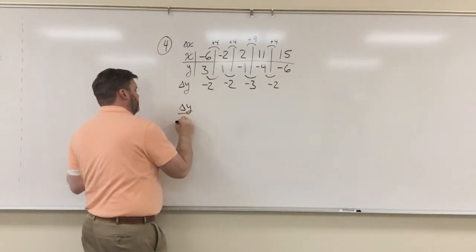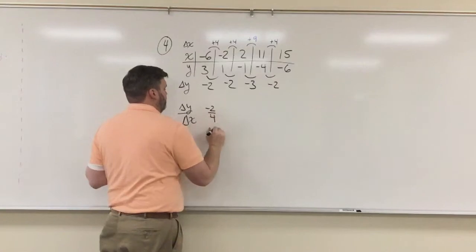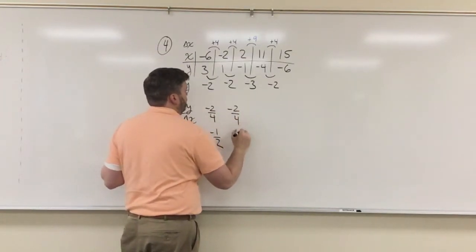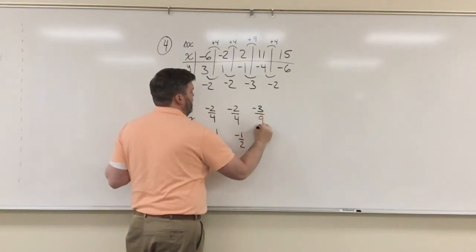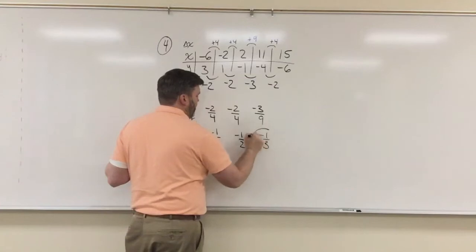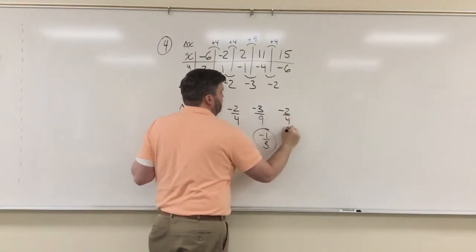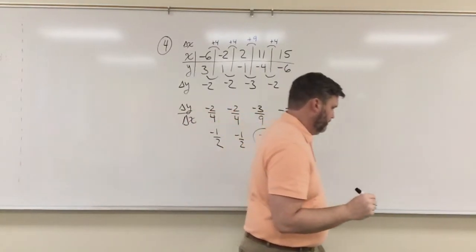So if I look at the rate of change to see whether it's constant or not, I get negative 2 over 4, which is negative 1/2. Negative 2 over 4, which is negative 1/2. Negative 3 over 9, which is negative 1/3. That one's different. I don't even really have to look at this one. I mean, I'll finish it. But since that one's different, this one is non-linear.